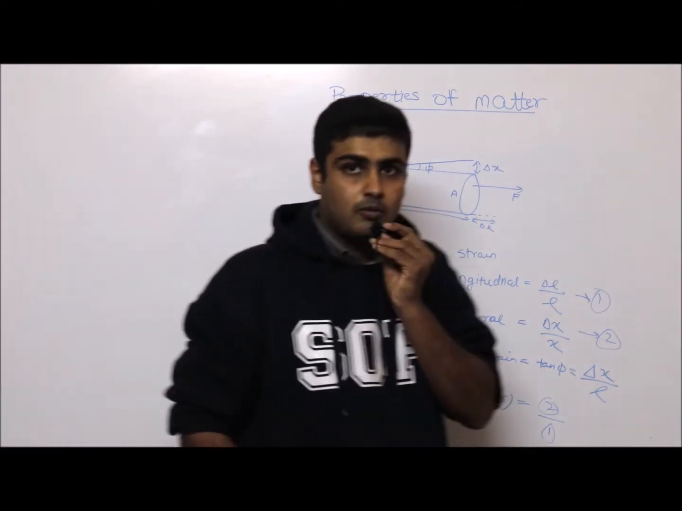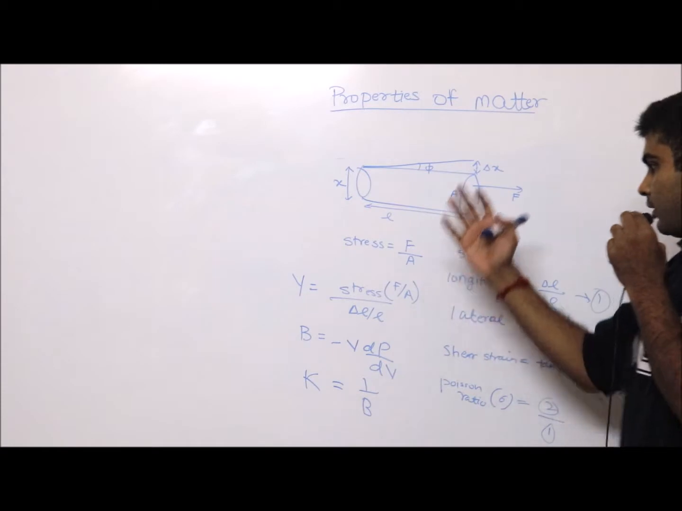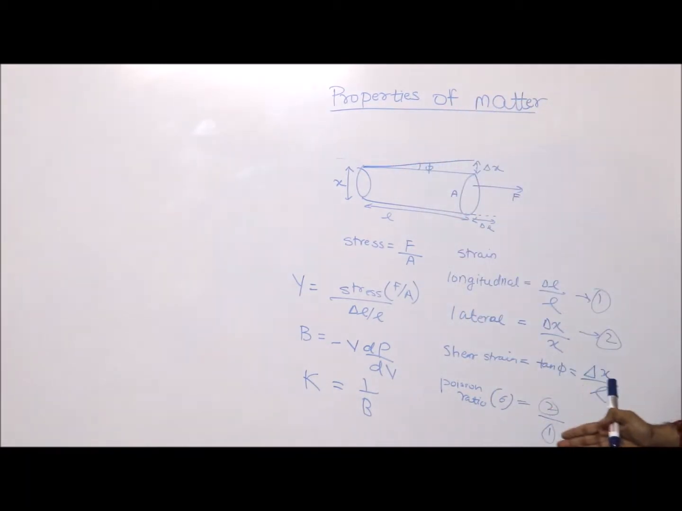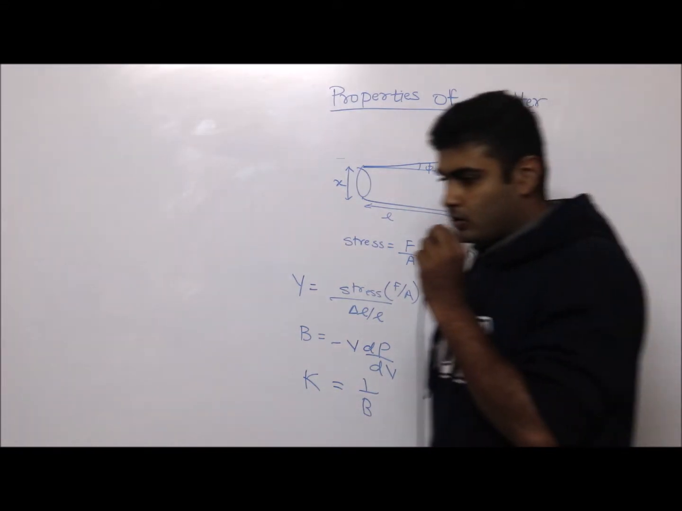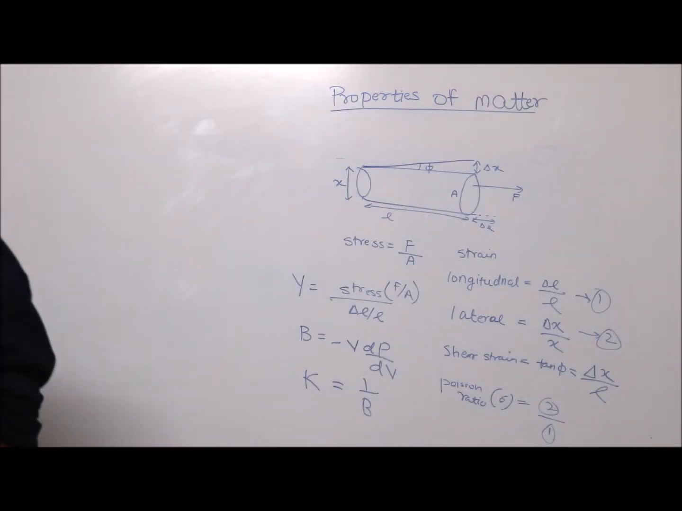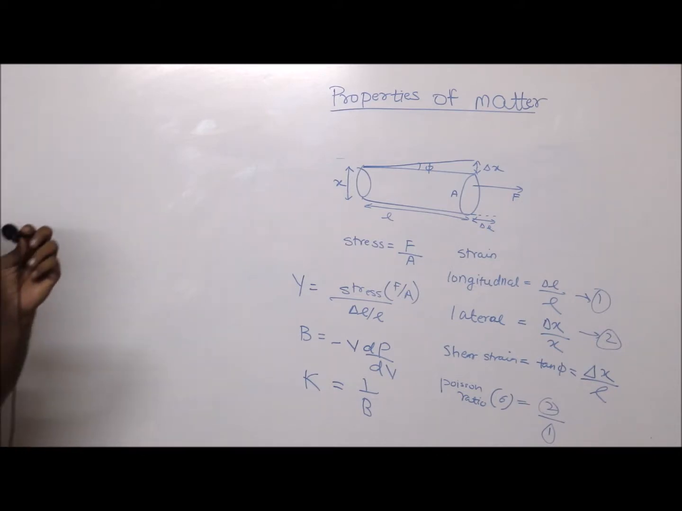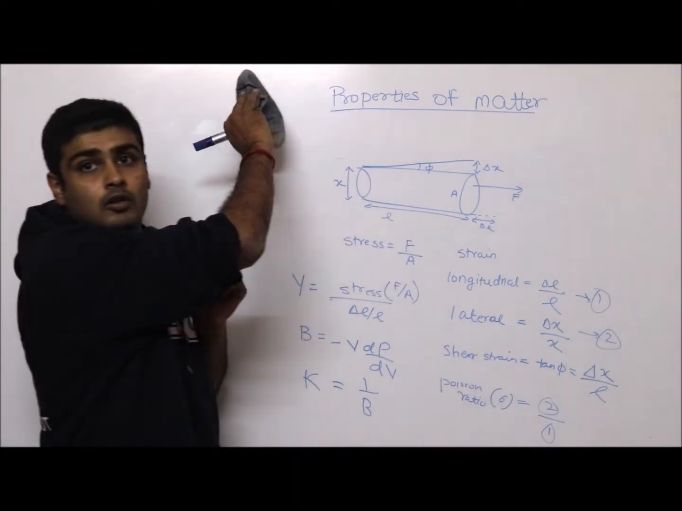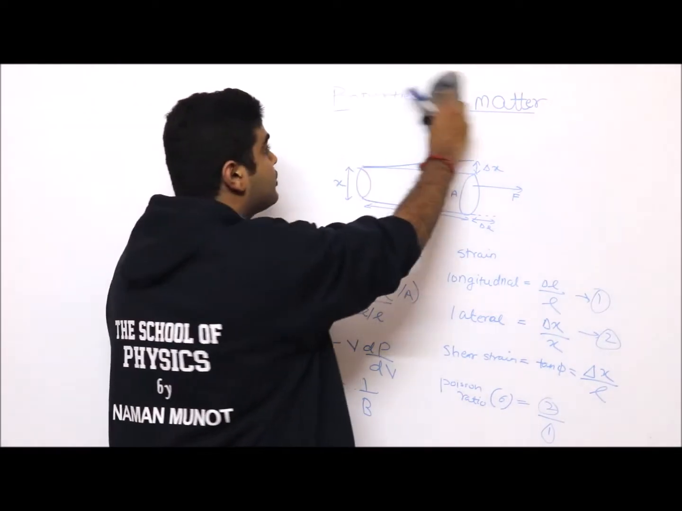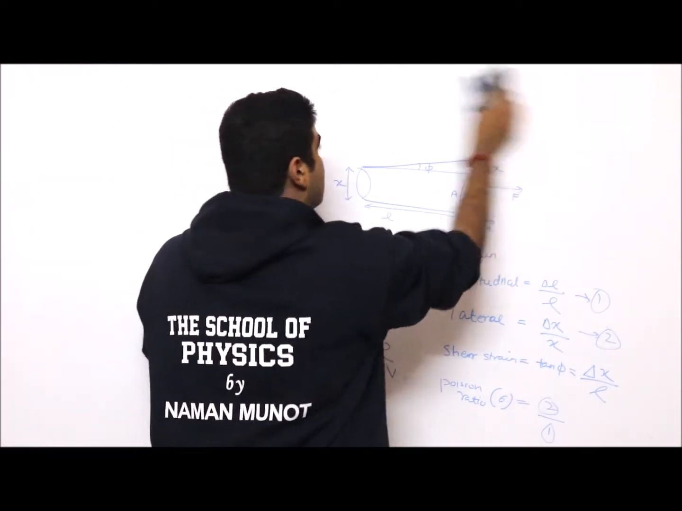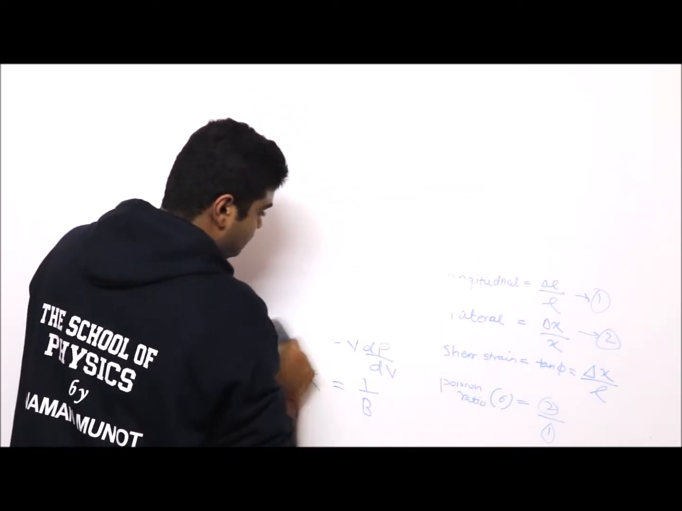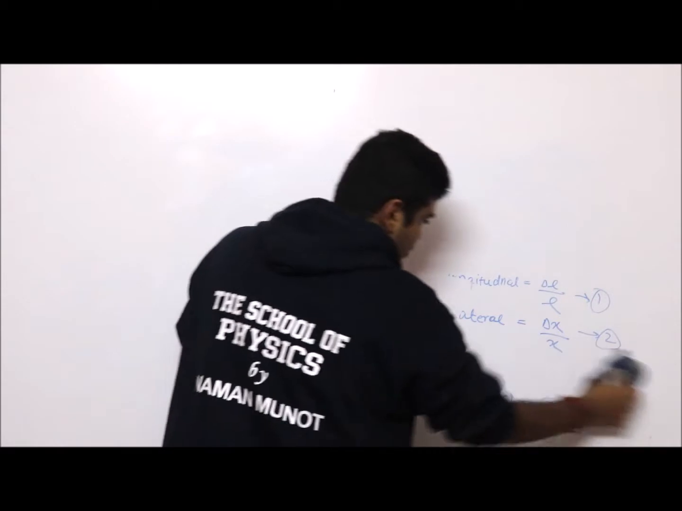So these are the basic formulas. You can have a look over them from the beginning. These are the basic formulas of properties of matter, the basic formulas for solids. Now the next thing that we are going to talk about is viscosity. I hope this is clear.